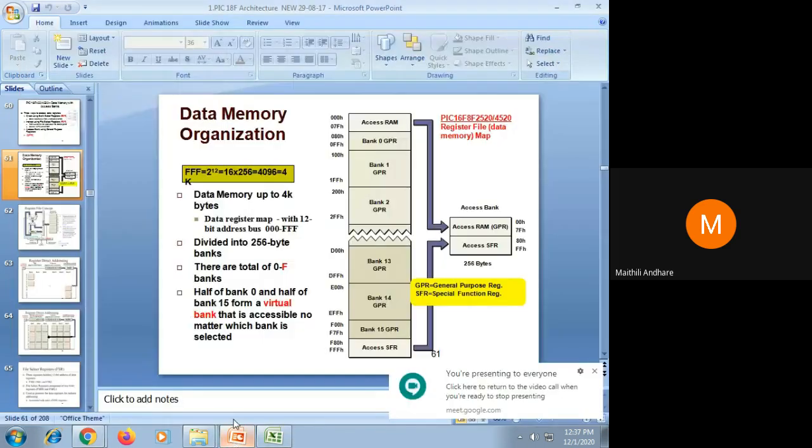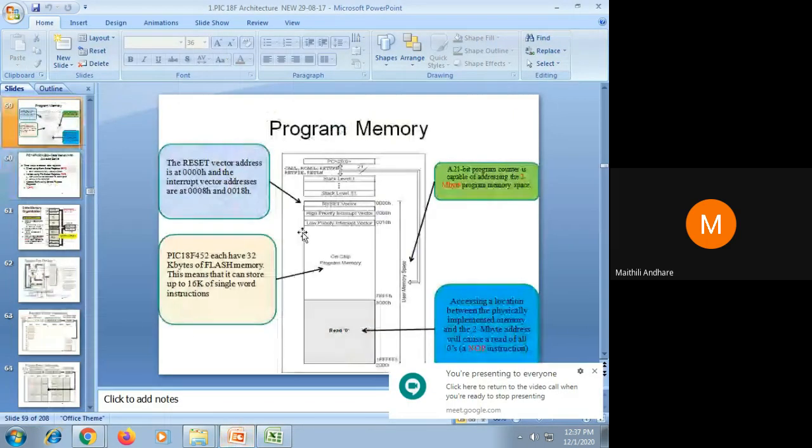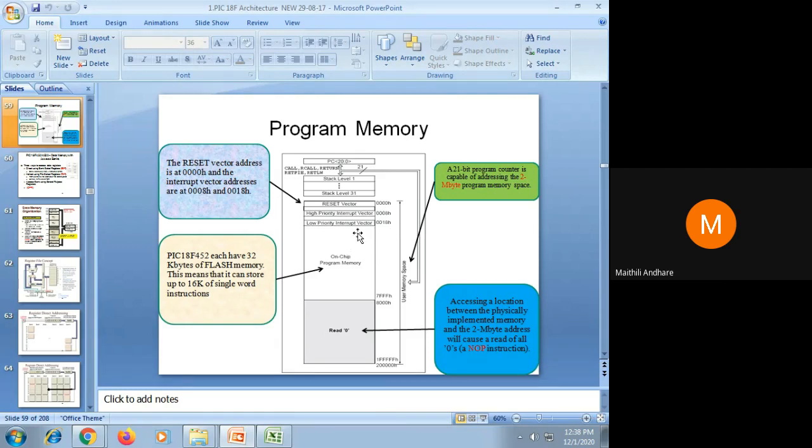Okay. The same is the case for program memory. In program memory, the stack levels are there: stack level 1 to stack level 31, and the reset vector. Then in the program memory, for interrupts, they have kept separate locations for the interrupt vectors. So interrupt vector 0008h, likewise interrupt vector 0018h. The remaining can all be used as general purpose program memory. Okay. So a total 21-bit program counter is available for the program memory.